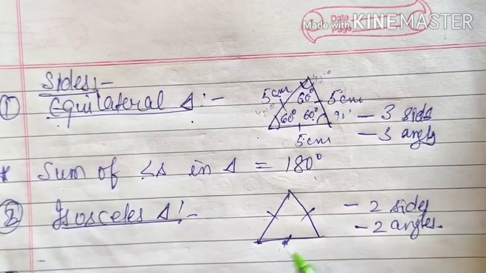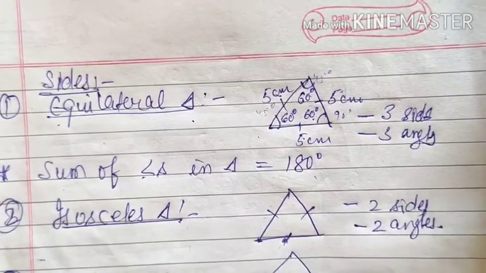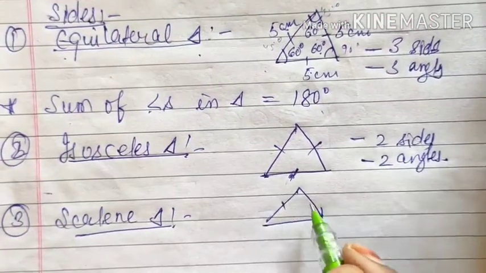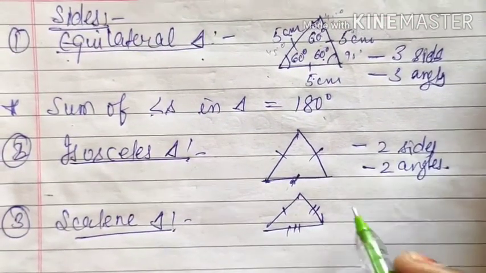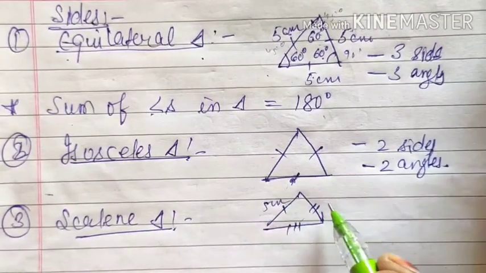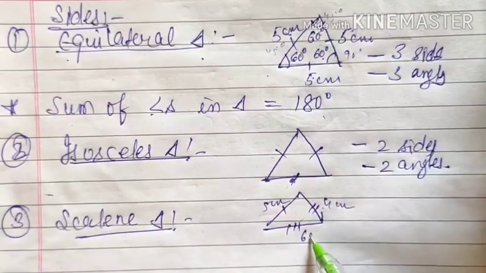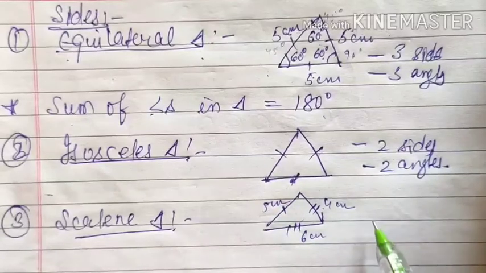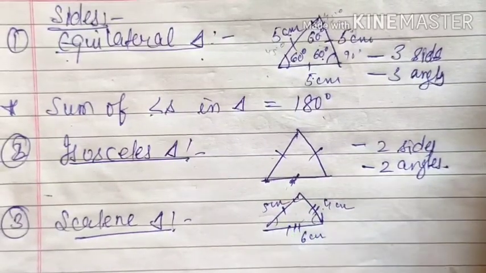Here in a scalene triangle, no side is equal. All the three sides are different. This is different, this is also different, this is also different. That means if one is 5 centimeters, another can be 4 centimeters, another can be 6 centimeters. Everything is different. Similarly, the angles are also different.